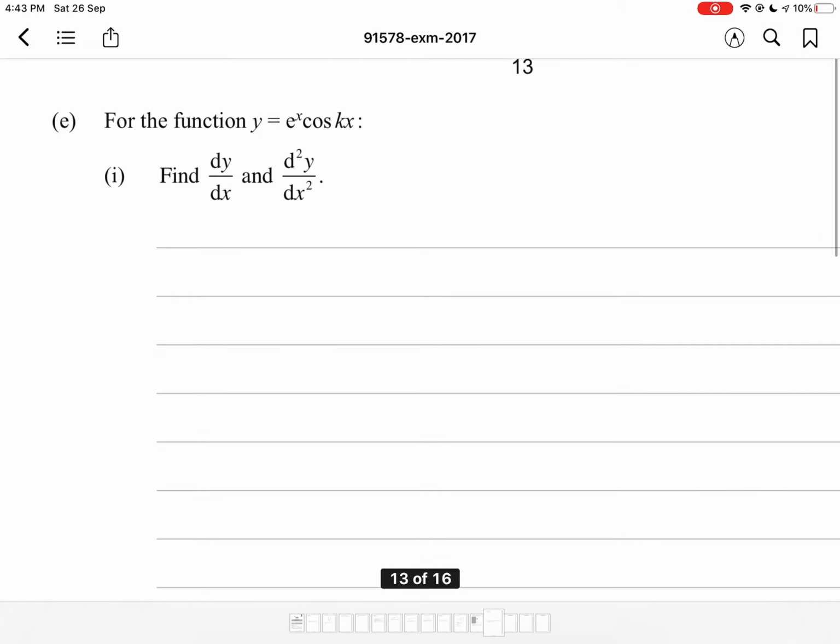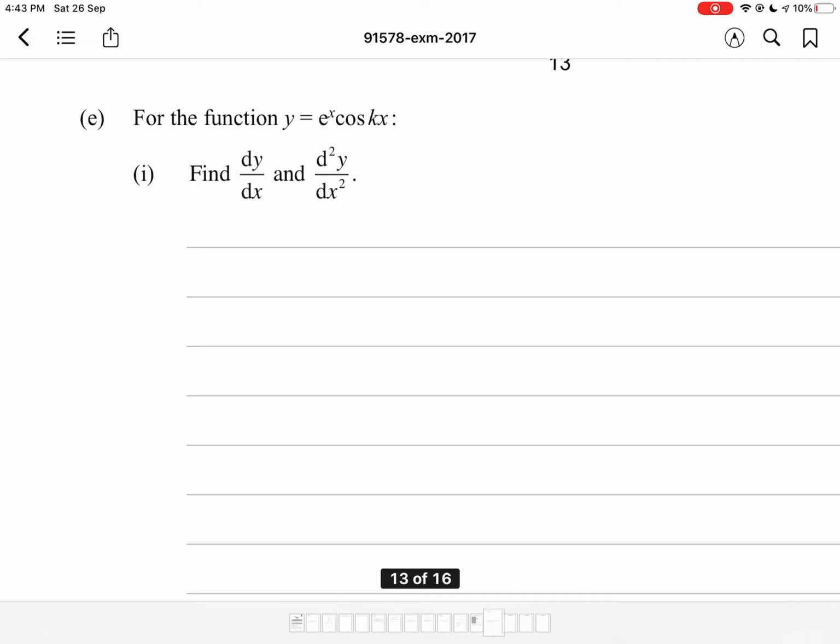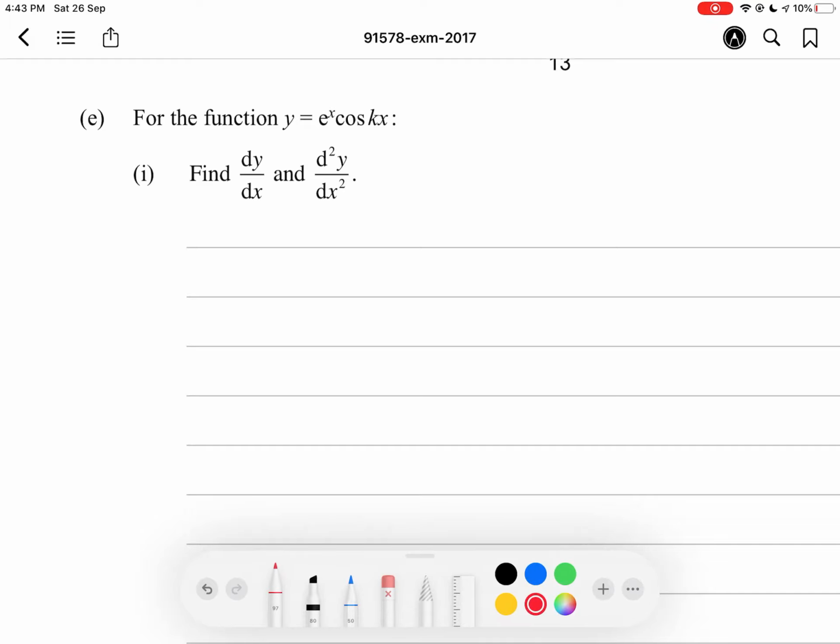Alright, so question E. For the function y equals e to the power of x cos kx, find dy over dx and d squared y over dx squared. So find the first derivative and the second derivative. The first derivative we can find using the product rule. So dy over dx equals the derivative of e to the power of x times cos kx, but the derivative of e to the power of x is still e to the power of x.